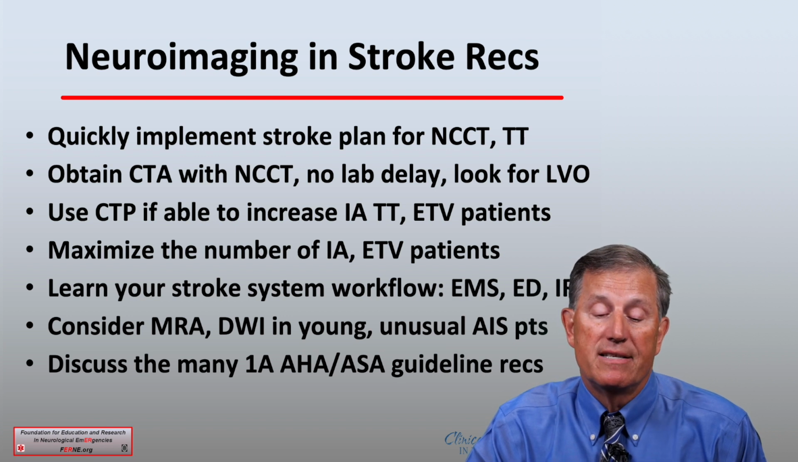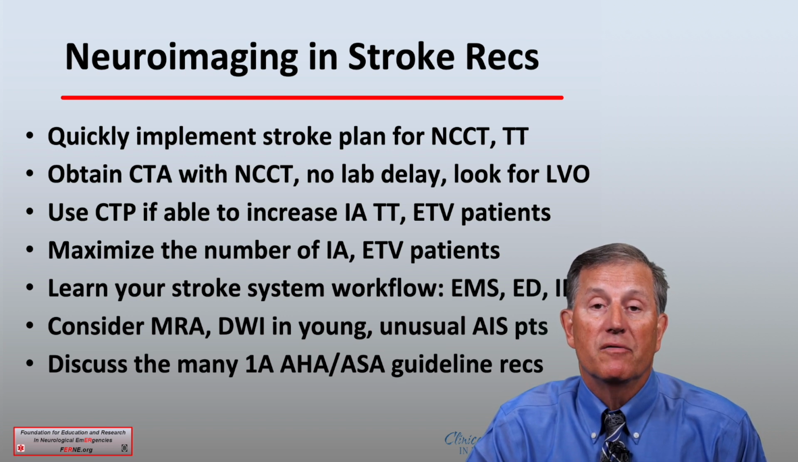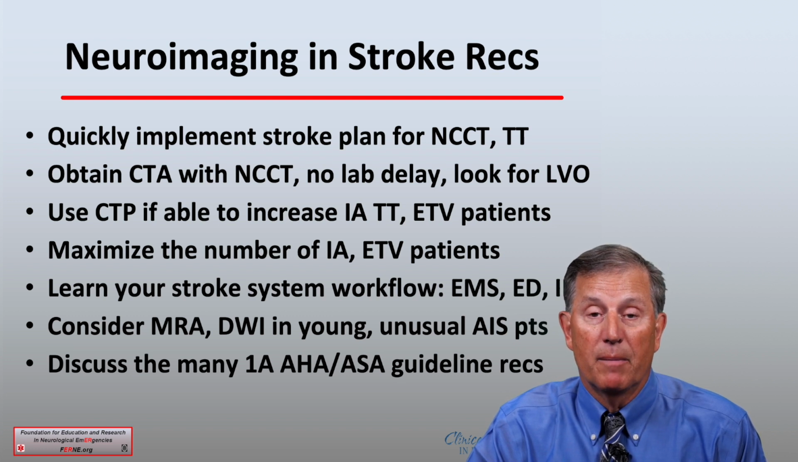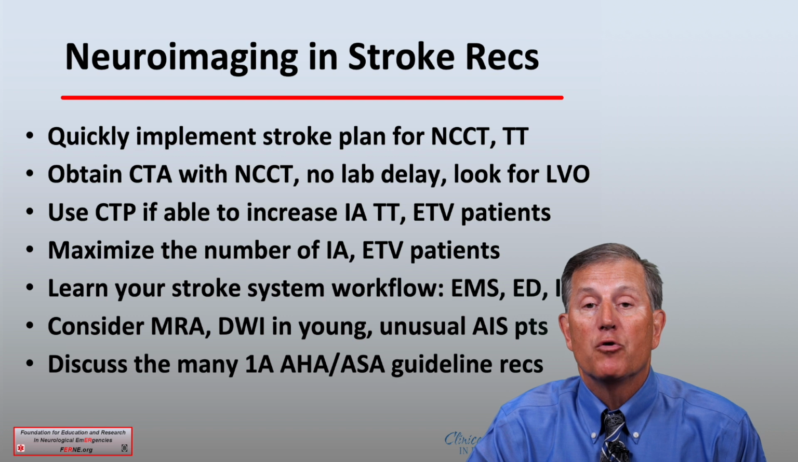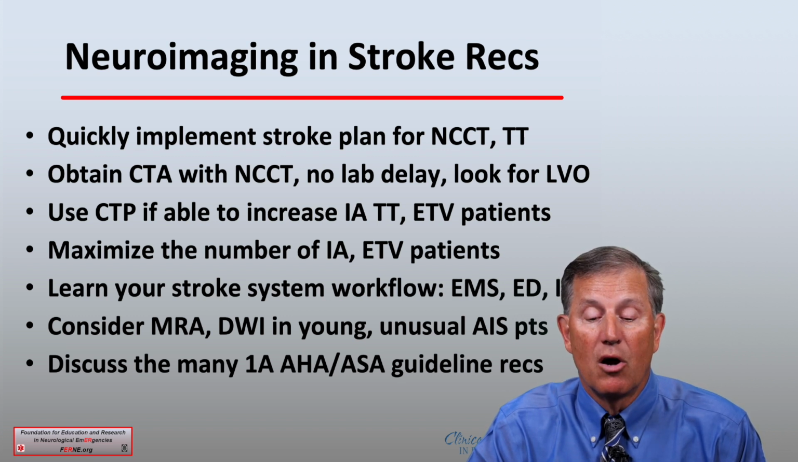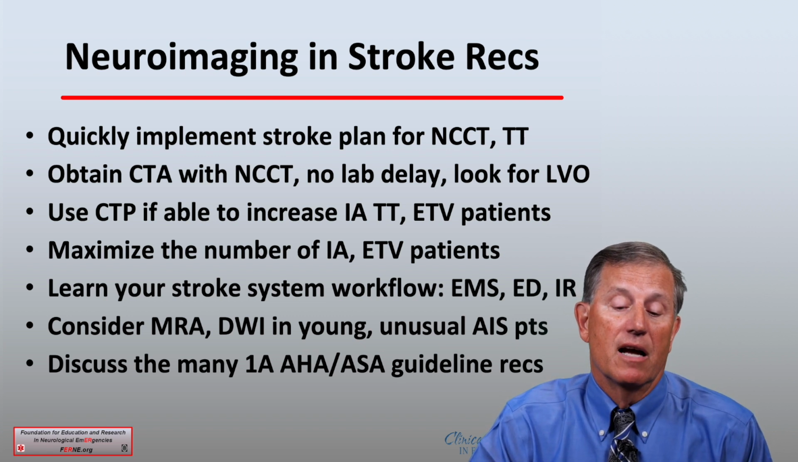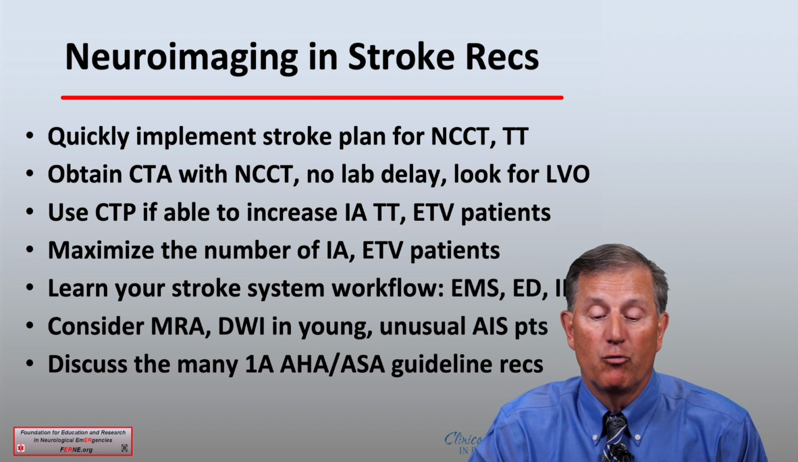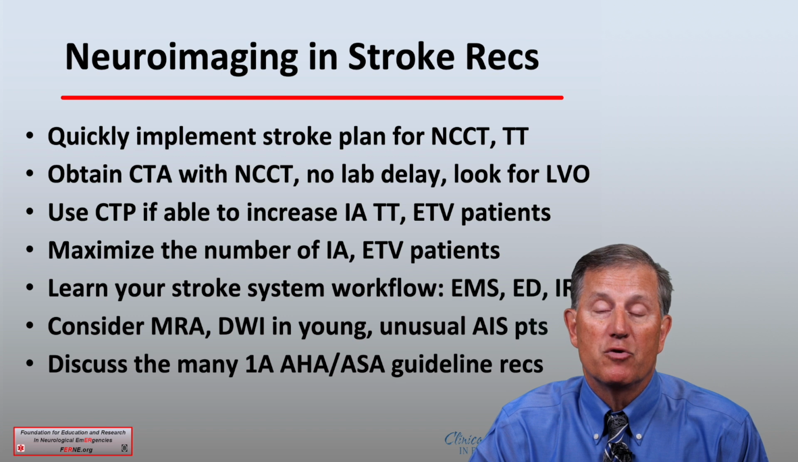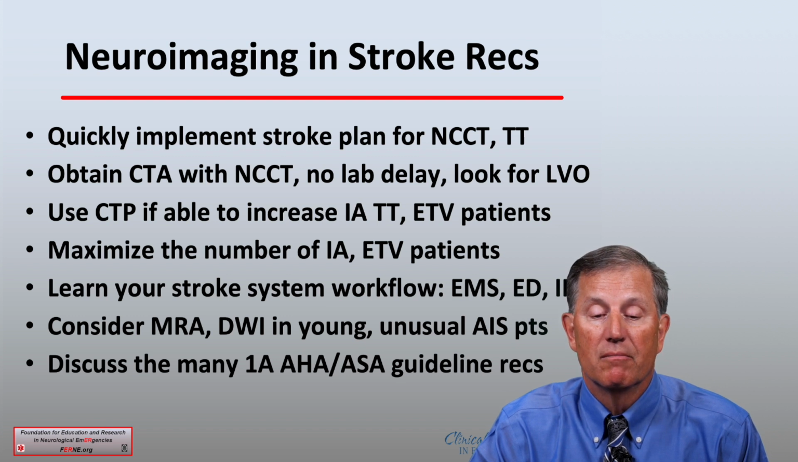You should also consider MRA and the use of DWI to determine the size of the core infarct and the ischemic penumbra, especially in those who are young or who have unusual acute ischemic stroke presentations. And lastly, it is worthwhile offline to discuss the many 1A or best recommendations by the AHA, ASA regarding the use of imaging in stroke patients.